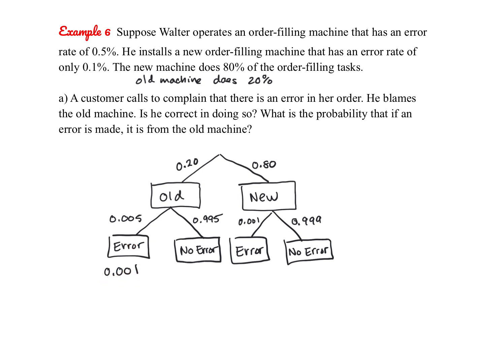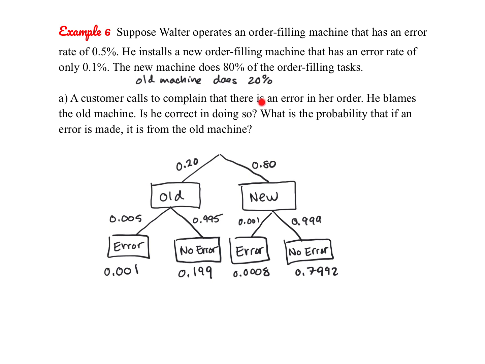So the probability that it is old and makes an error is 0.001. And then to find this probability that it's old and makes no error, we multiply 0.2 times 0.995, and we get 0.199. Then to find the probability that it's a new machine and makes an error, we multiply the two individual probabilities, and we get 0.0008. And then same thing for the last one, multiply those two individual probabilities, and you get 0.7992.